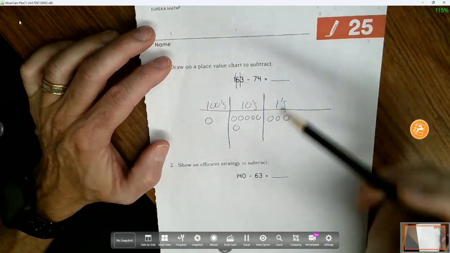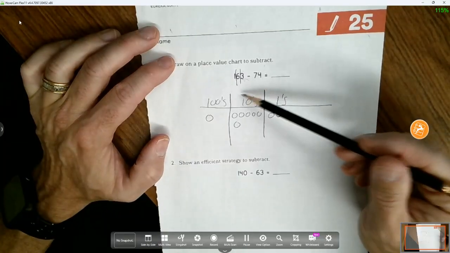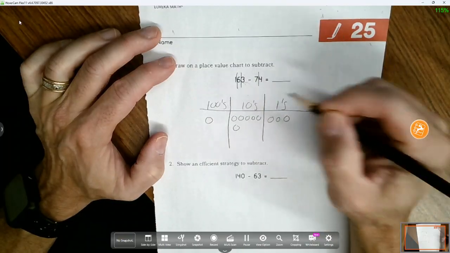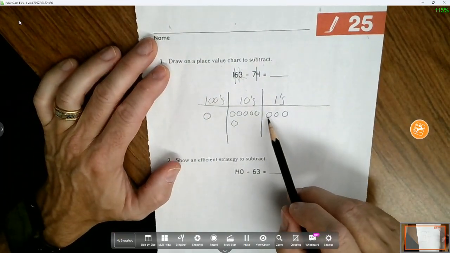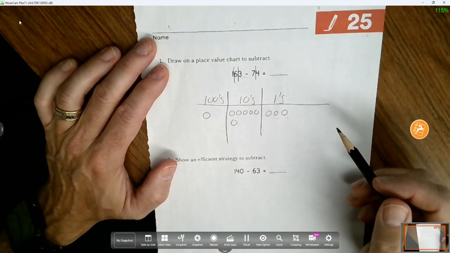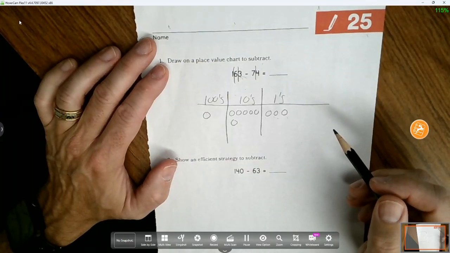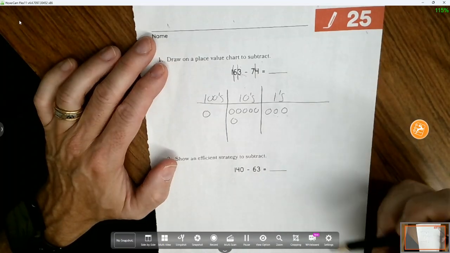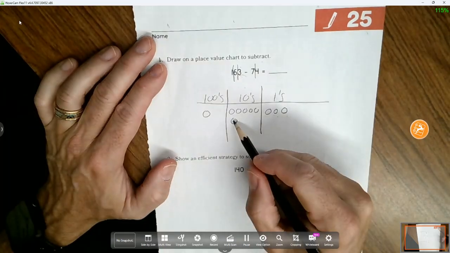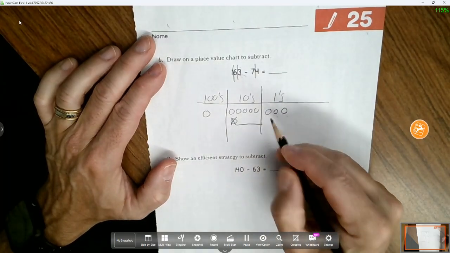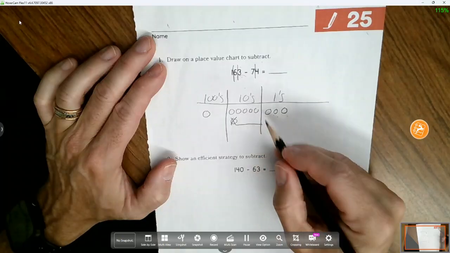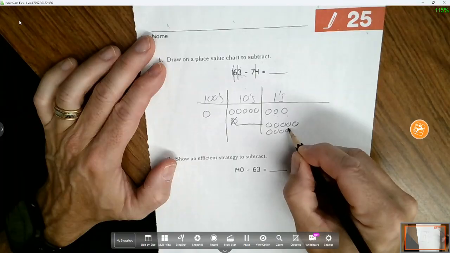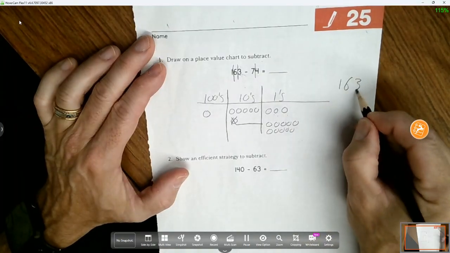Okay? All right. So now we need to take away 74. We need to take away 4 ones and 7 tens. If we look, we only have 3 ones. So what do we do? Who remembers what I told you on the last video? Who remembers what we do? We blow up a 10, right? 1 ten is worth 10 ones, because we have to have enough.